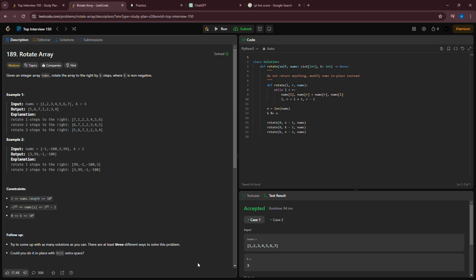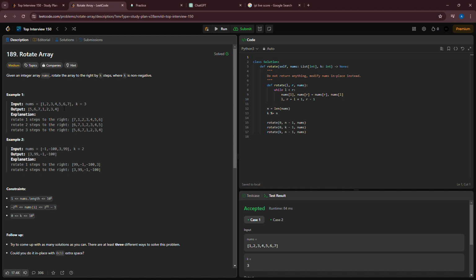Look at this question. This is a little bit confusing, and actually it's a very good question. The question is, there is an array called nums. In that nums, we have to rotate the array to the right side by k steps, where k is non-negative. So k is a non-negative number. It may or may not be more than the length of the nums.